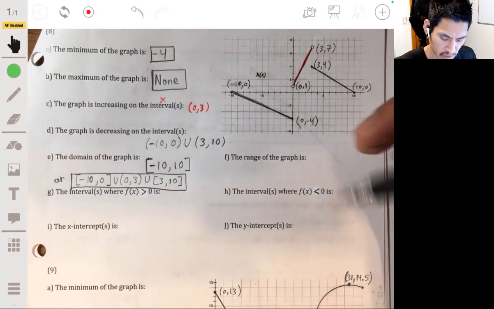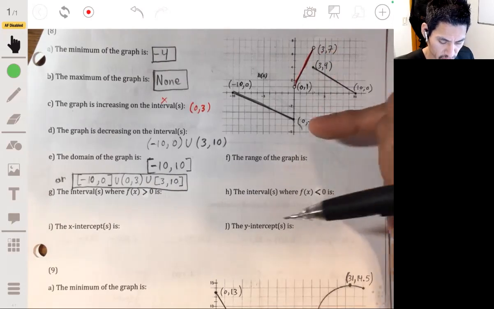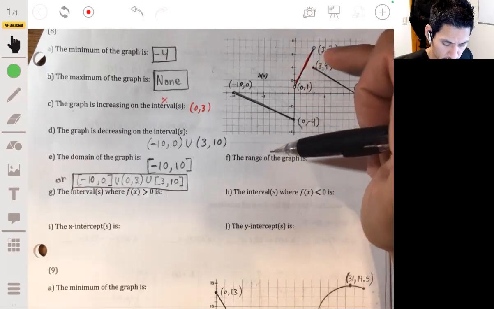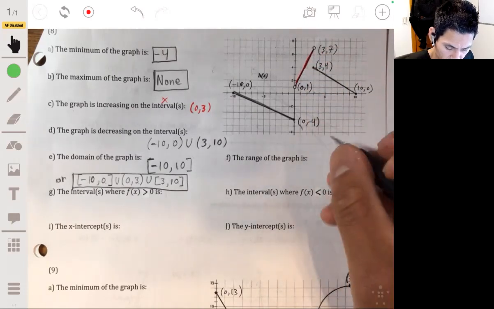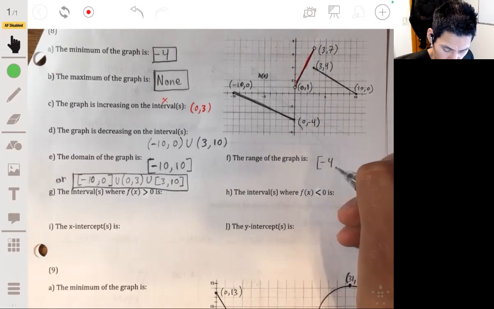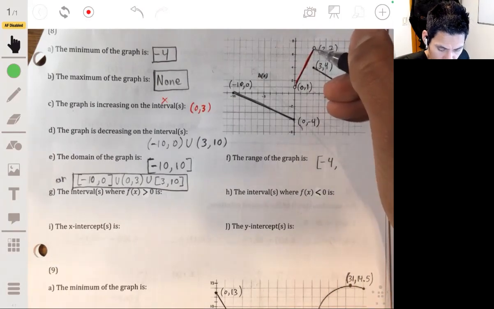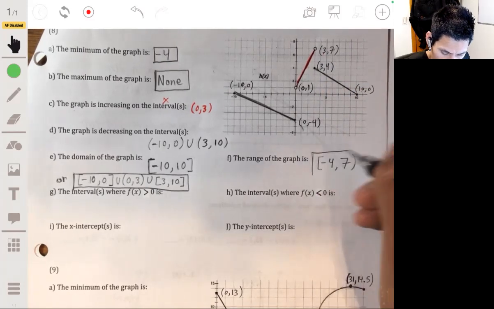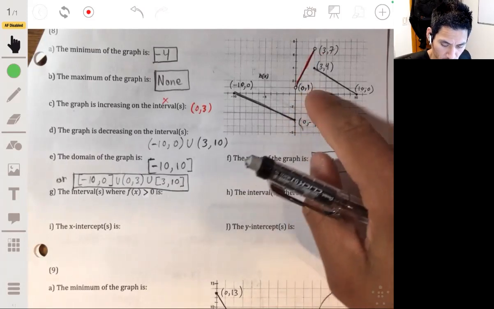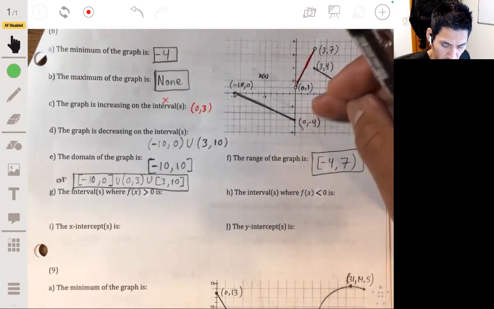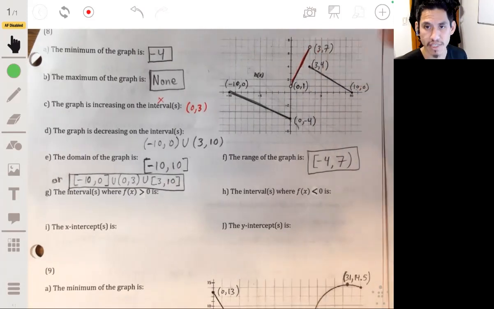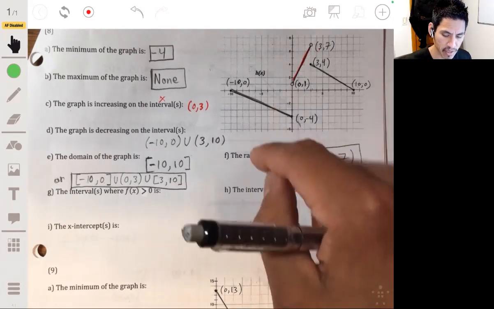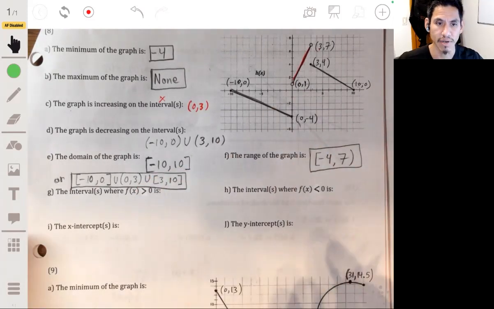Similar idea for the range. The lowest y value to the largest y value. So the very bottom, here we have -4, and we go all the way up to 7. The -4 would be in brackets, but 7 is a parentheses because we don't include 7. We don't include this point. And again, even though it's broken up, we're still including all the y values between -4 and 7. We're actually not skipping any. And likewise, you could also break it up in portions if you wanted to, but you don't have to.